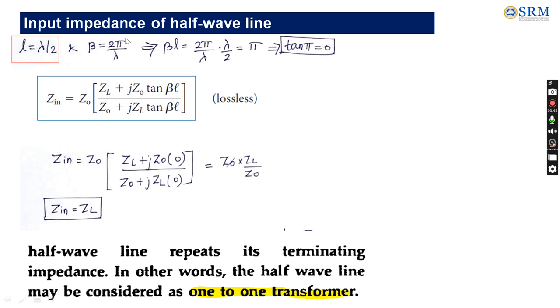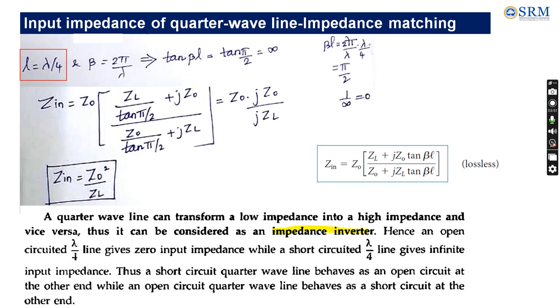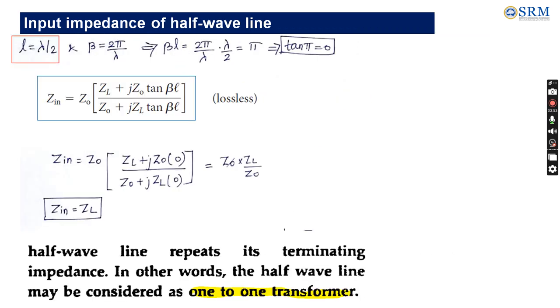In this session, we have seen how to find the input impedance for various lengths of the line, starting from 8 wavelength, then quarter wavelength, and finally half wavelength. Hope you understood. Thank you, everyone.